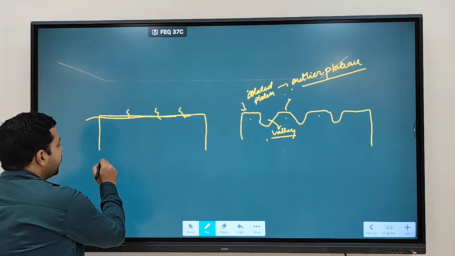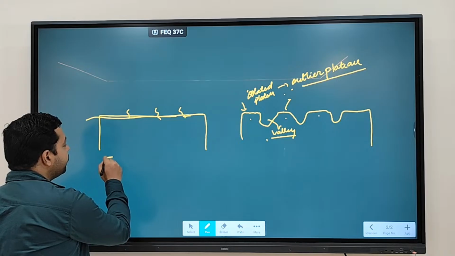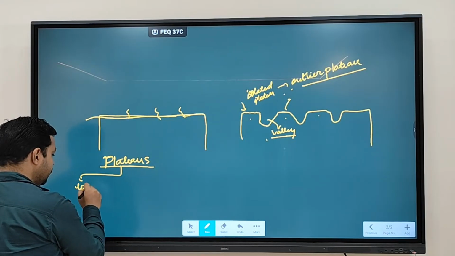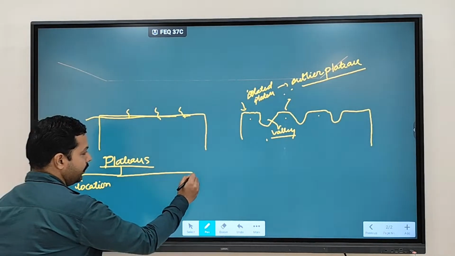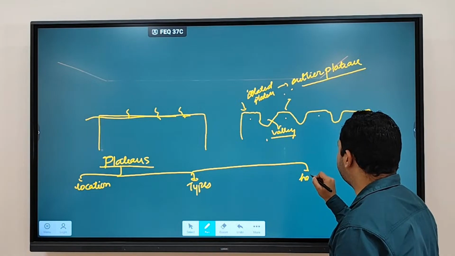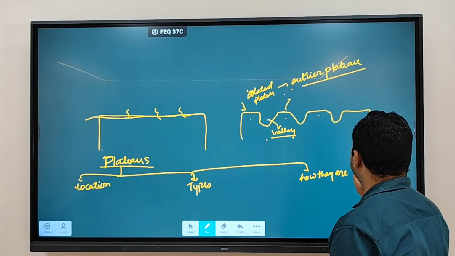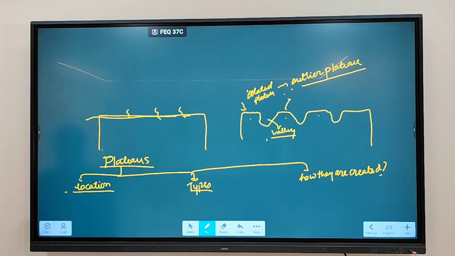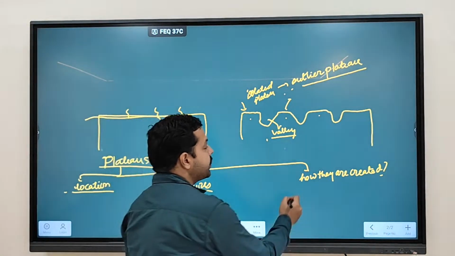Now, what are the types? First of all, plateaus can be divided again based on their location, based on their types, and based on how they are created. So they can be classified in different ways. They can be classified based on location, based on types, and they can also be classified based on how they are created. Clear?